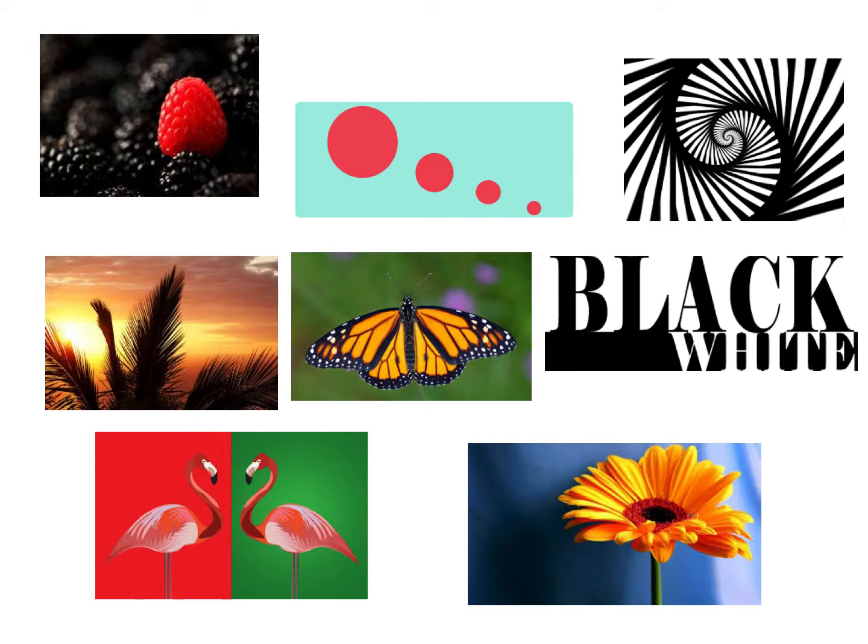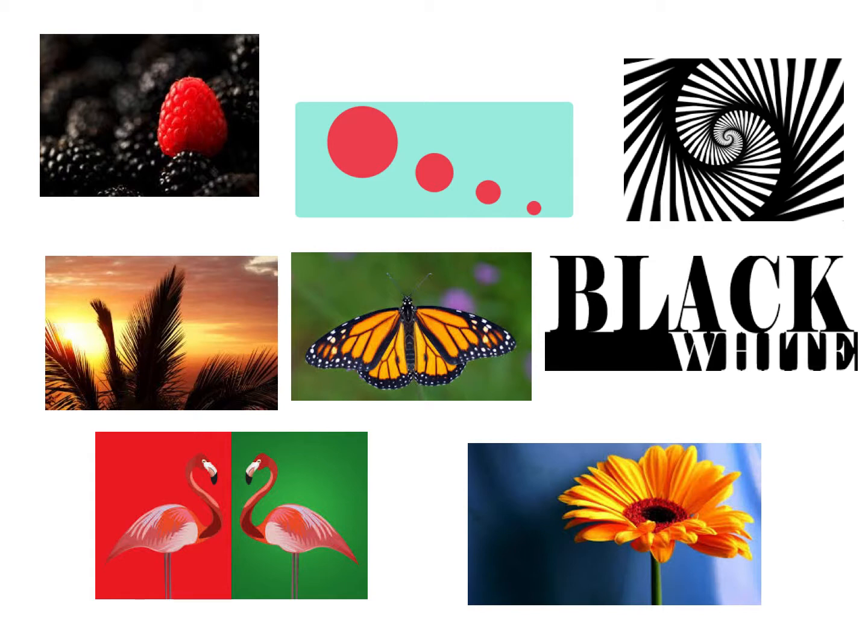The next one, the palm leaves against the, I guess it's a sunset, most likely. The dark leaves against that bright sunset shows a lot of contrast. Down lower, okay, you have contrast with colors. So these two flamingos against the red and green background. Red and green are the most contrasting colors, one of the most contrasting colors on the color wheel.